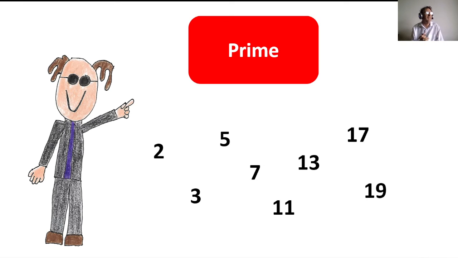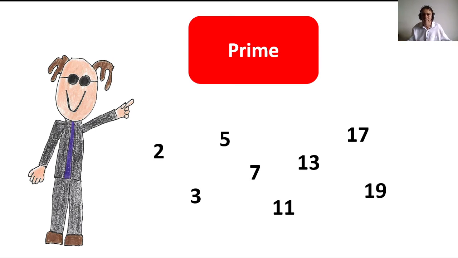Well, prime numbers, if you remember from the last lesson, are numbers that can be factored by 1 and themselves. So a prime number is a number that can be factored by 1 and itself only. It cannot be factored by any other numbers. Now, these are all prime numbers: 2, 3, 5, 7, 11, 13, 17, 19.